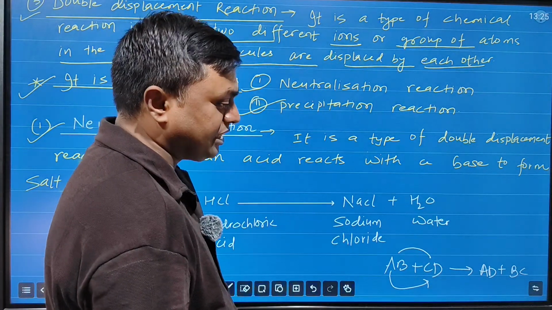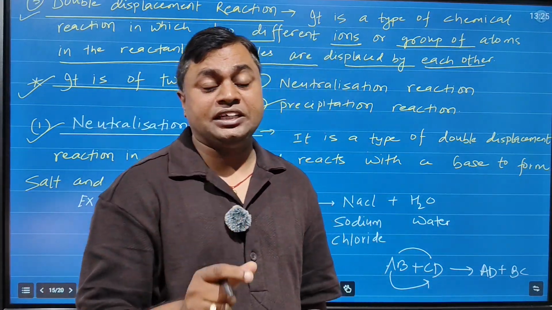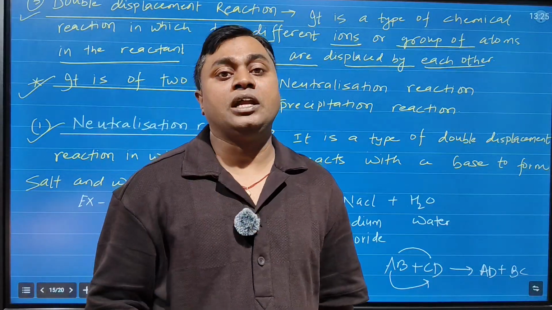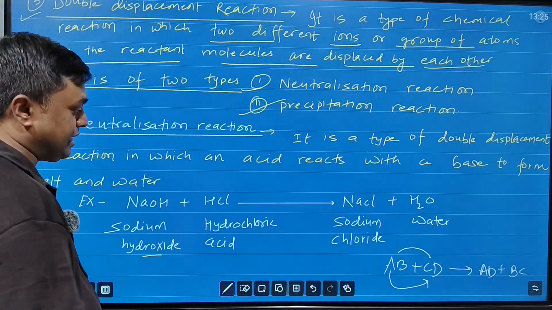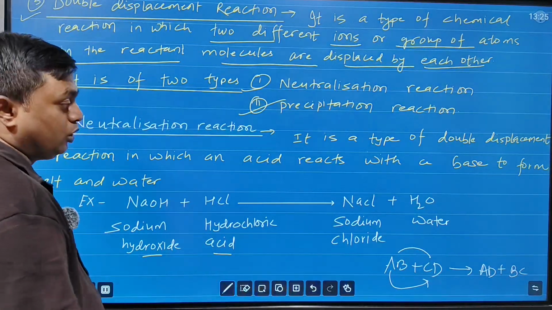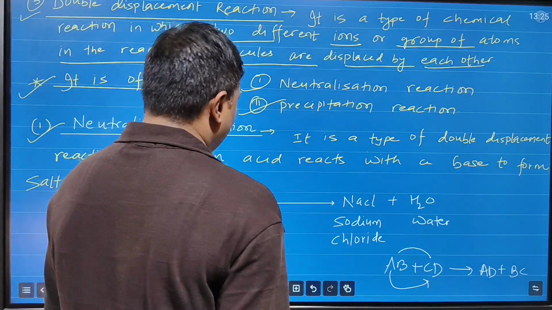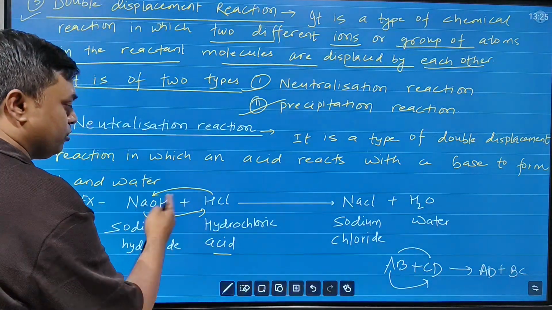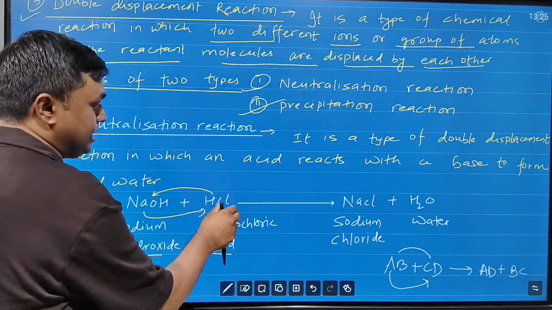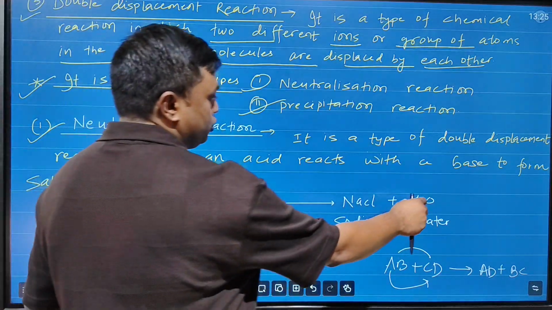What is a neutralization reaction? It is a type of reaction in which an acid reacts with a base to form salt and water. So you can see sodium hydroxide, which is a base, reacts with hydrochloric acid to form NaCl plus H2O. You can clearly see sodium comes here and H comes here, so mutual exchange is happening. NaCl is formed, and H and OH form H2O.